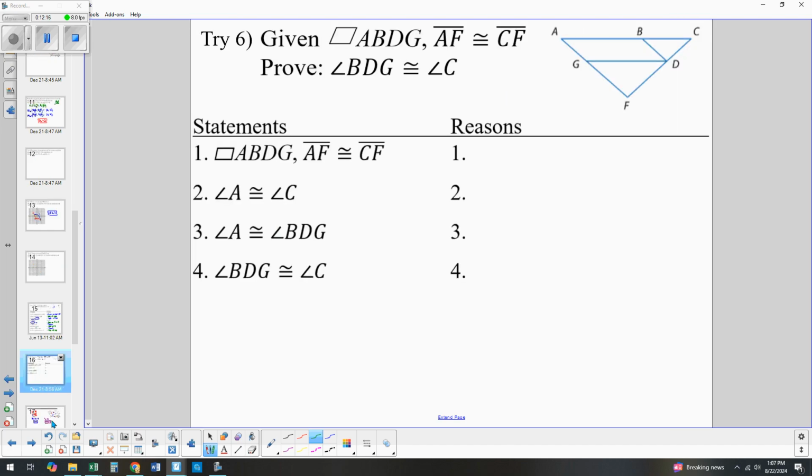This is the last problem for you to try. I would recommend you do. Answers are posted online for you to check, but that is the end of section 7.2.